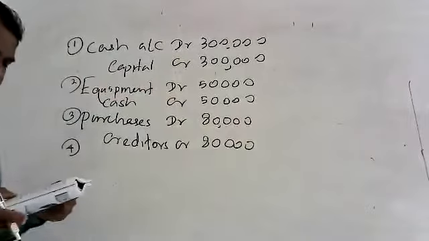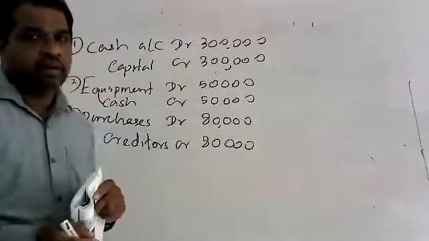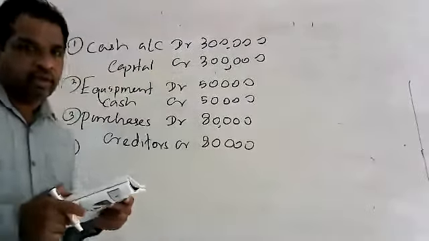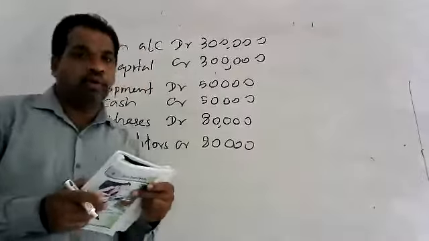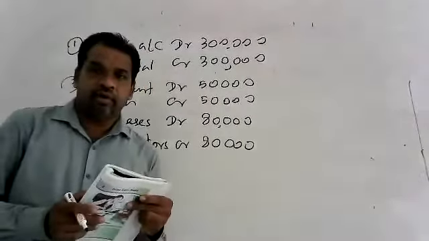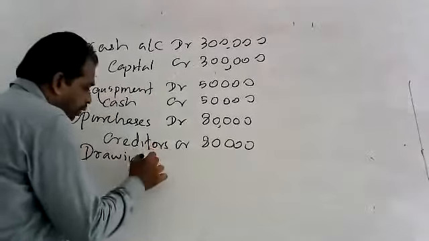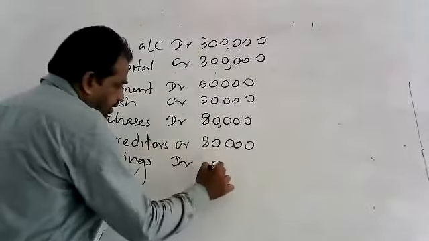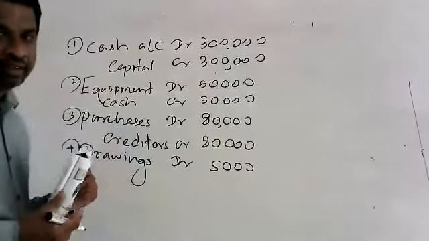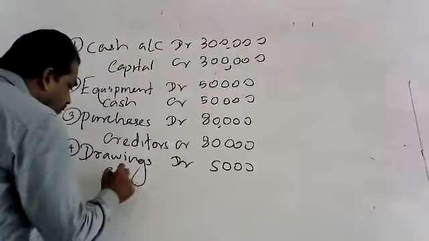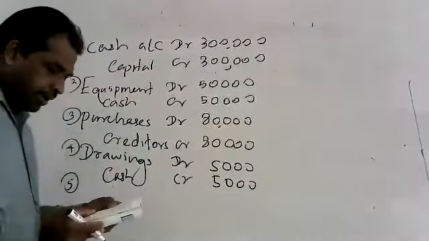In transaction number 4, pay telephone bill of the owner's house using cash of the business 5,000. An owner cannot pay their personal expenses by using business money. If they have used business money, it will reduce their capital. Then it is called drawings. Drawings increase by debit. Then we open a separate drawings account and DR 5,000. And as they have used business money, money goes out, asset decreases, credit. Therefore, cash account credit 5,000 rupees.